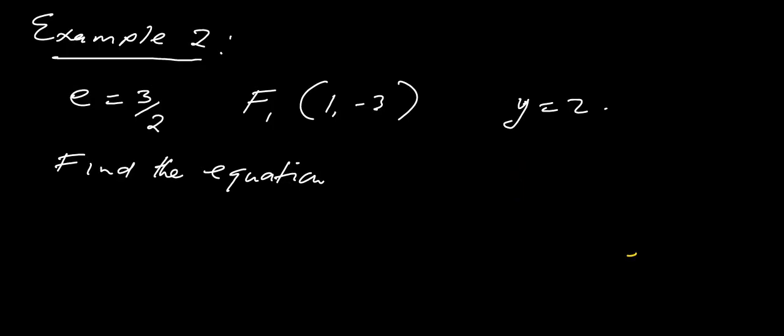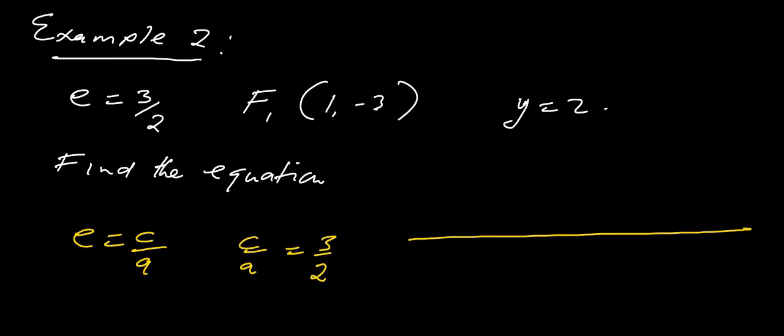Yeah, so this is the question that we are given here, and remember we always get E is equal to C over A, so meaning C over A is equal to 3 over 2. Then here they're telling us we have a line that looks like this, y is equal to 2, which is somewhere there, we have a directrix, meaning the foci here is (1, -3), 1 on the x-axis, negative 3.